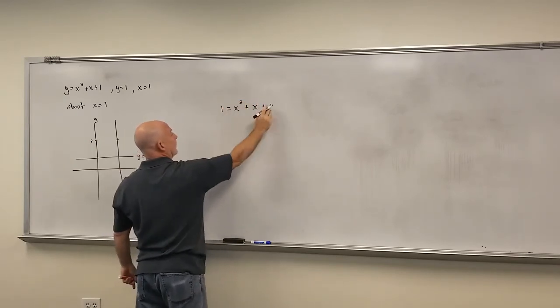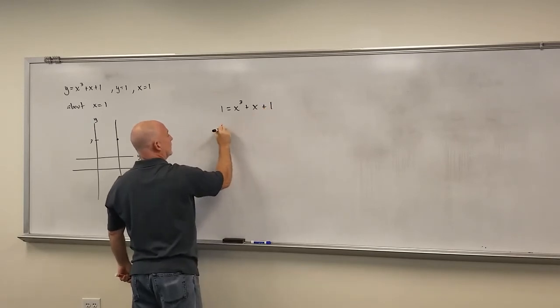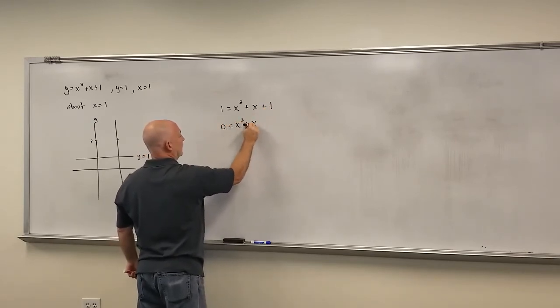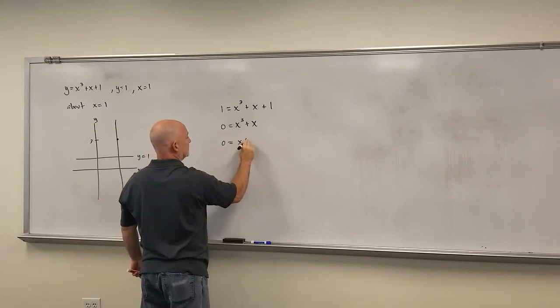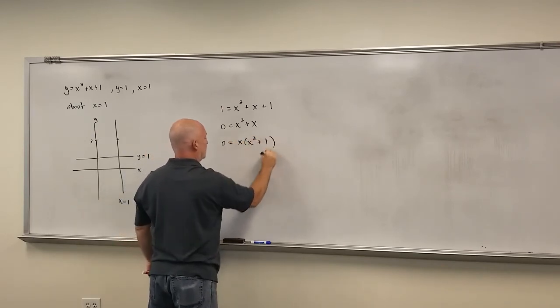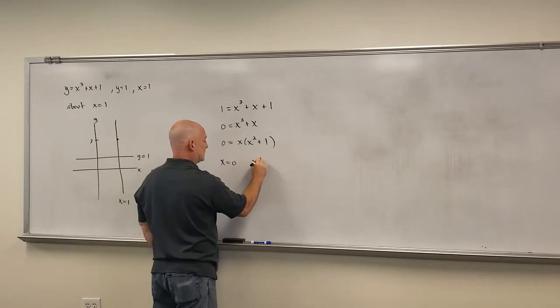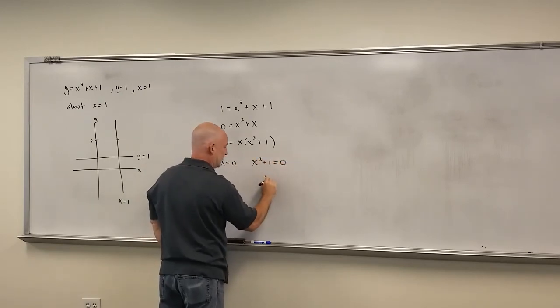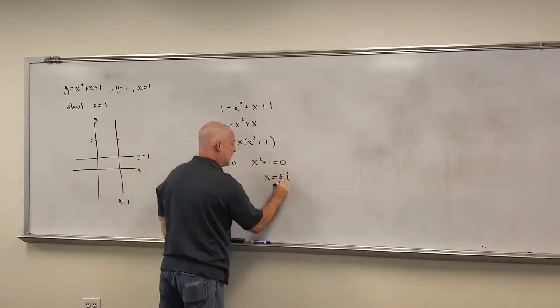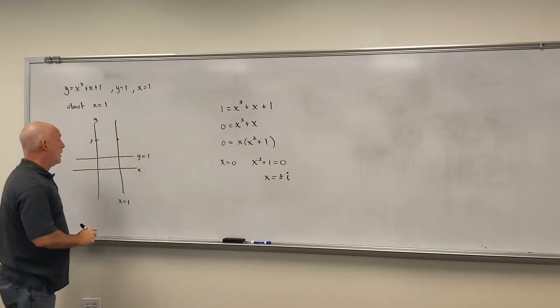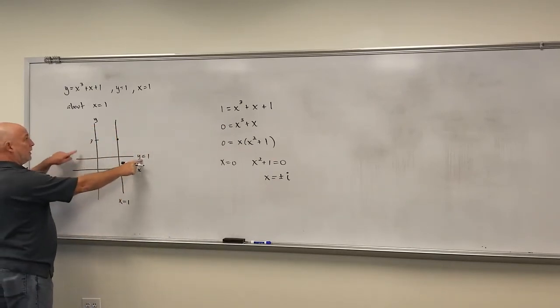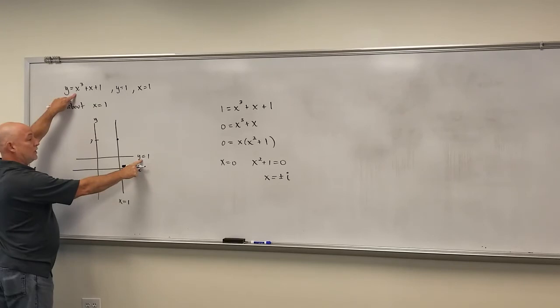Subtract 1 from both sides. I get 0 is equal to x cubed plus x. I can factor this out, so we get x times (x squared plus 1). So x is 0, or x squared plus 1 is equal to 0. Well, if we solve this, we get plus or minus i, so those don't actually intersect there. So the only place we intersect these two curves is when x is 0.